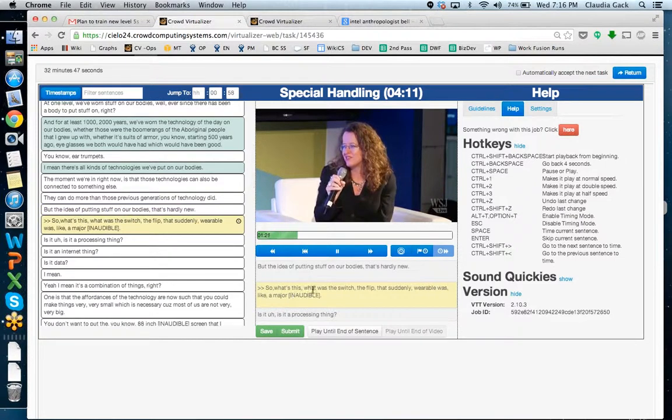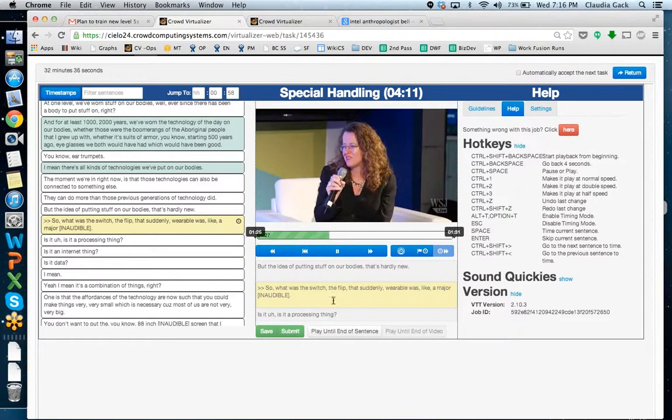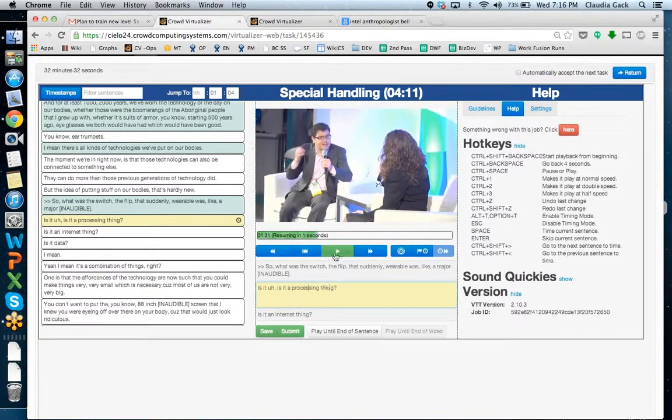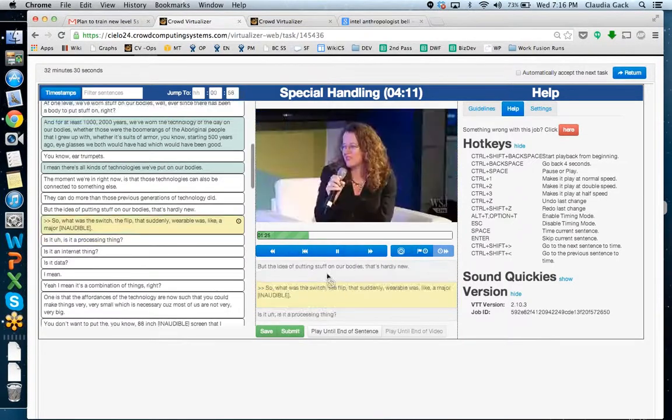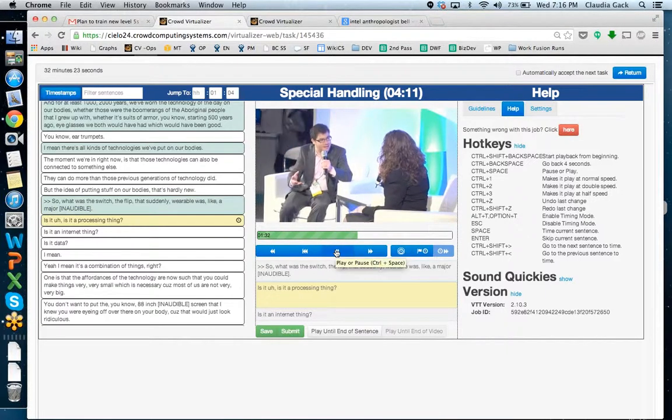So what was the switch that flipped that suddenly... So I would remove this to make this a clear sentence. So what was the switch that flipped that suddenly wearables was like a major mass device? Is it a processing thing?